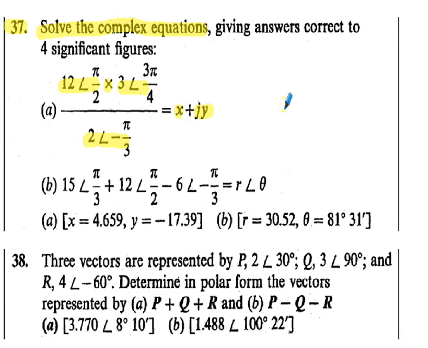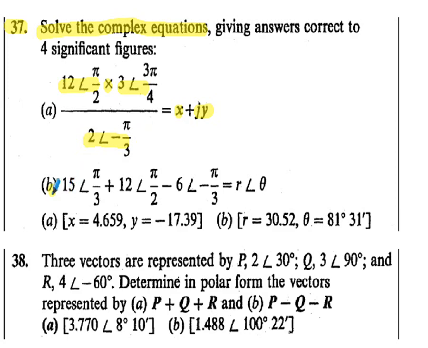So in this particular question, what we will need to do is work the sum in polar form, which is quite easy to do, multiplication and division, and then convert that to Cartesian form, and then we can equate the real numbers on the left hand side with the x and the imaginary numbers on the left hand side with the y to solve the equation.